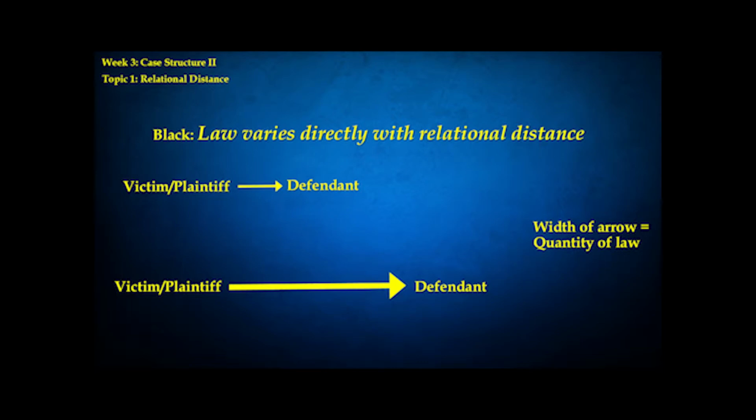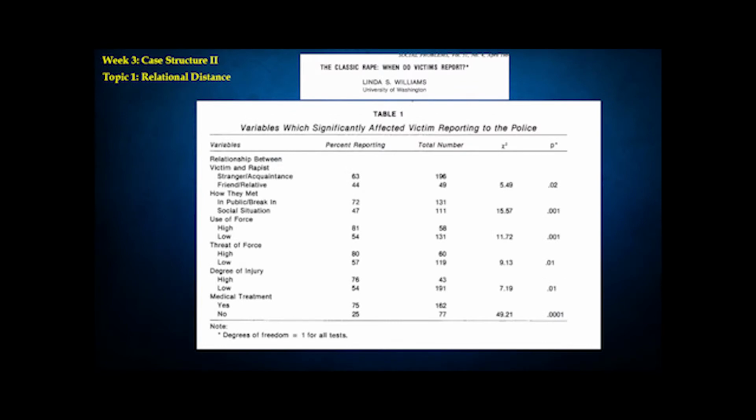And like status relationships, we see these patterns persisting throughout the entire legal process. Cases against intimates are more likely to be dropped or dismissed, and if they do go forward, they tend to get more lenient sentences.